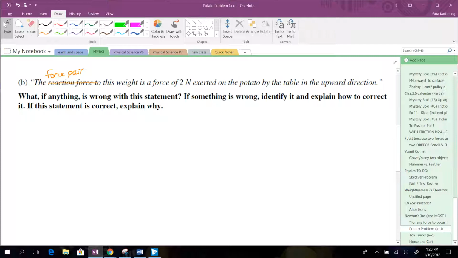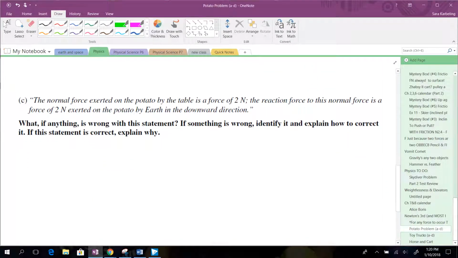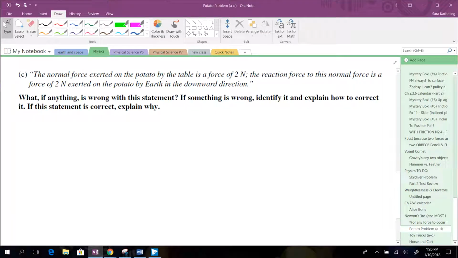It's right because it can't. Hold on, let's go to C. Can we answer them one at a time? Yeah, I just want everybody to look at them all, and then we'll go through them one at a time.